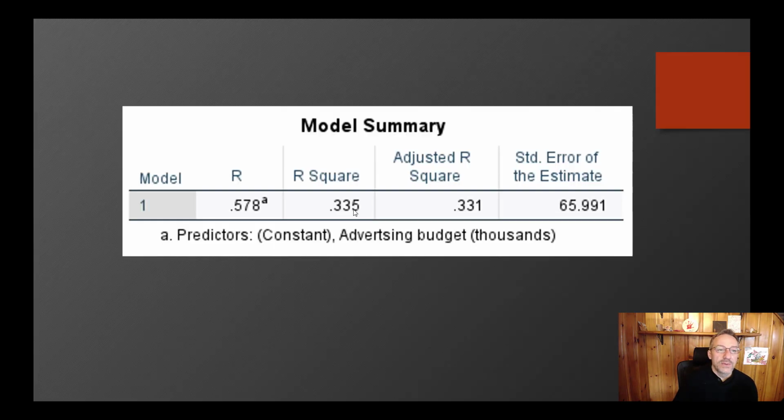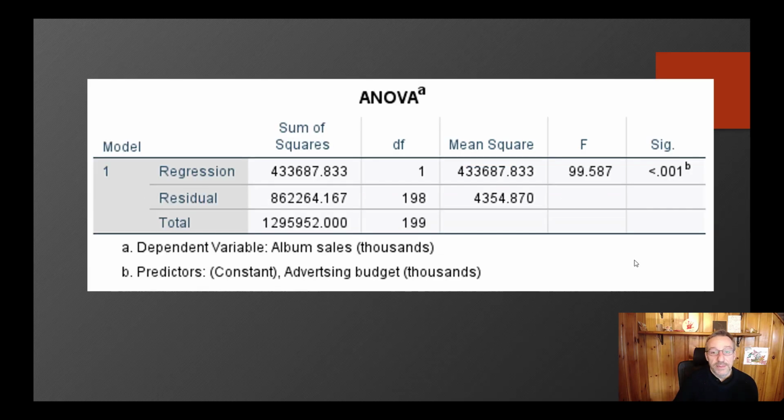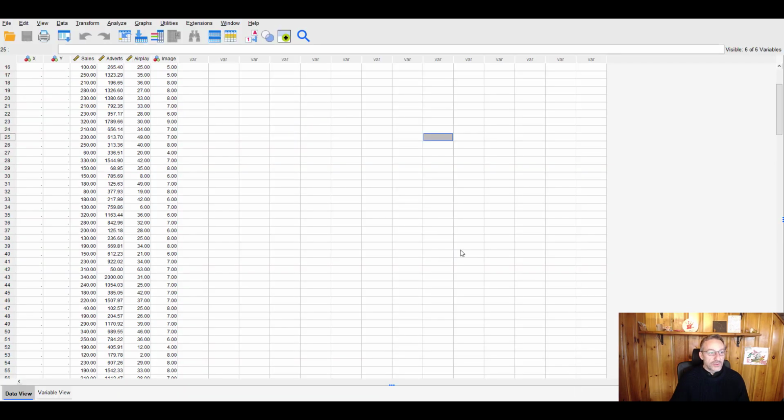In this case, we get an R squared of 0.335, meaning that 34% of the variance in albums sold can be explained by our predictor of advertising. If you put your advertising budget at this much, you should get this many in sales. So it's a pretty nice way to predict that. 34% is pretty big. I don't think I mentioned, there were, I think, 200 data points.